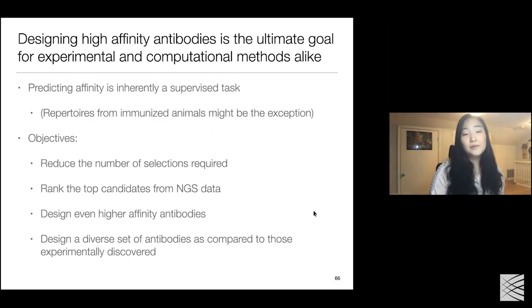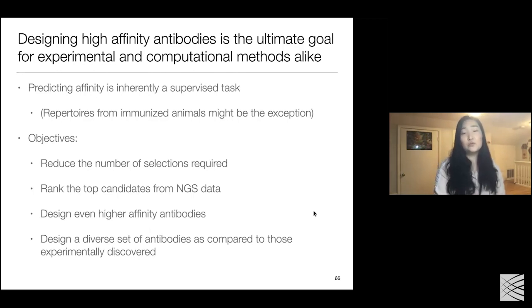But the objectives for designing high affinity antibodies computationally is to reduce the number of selections required, to rank the top candidates from NGS data, to say these are the sequences that you should go ahead and pursue for further characterizations and further experiments down the line. We can also design even higher affinity antibodies than the ones that they select. So you can see this is the pool of nanobodies, but maybe with these mutations, you can have a higher affinity antibody or nanobody. And we can design a diverse set of antibodies as compared to those experimentally discovered.